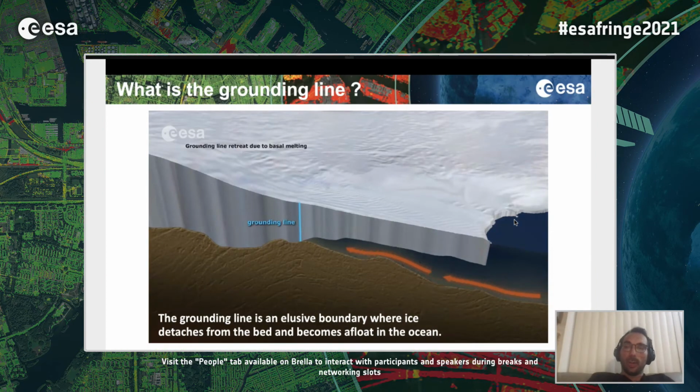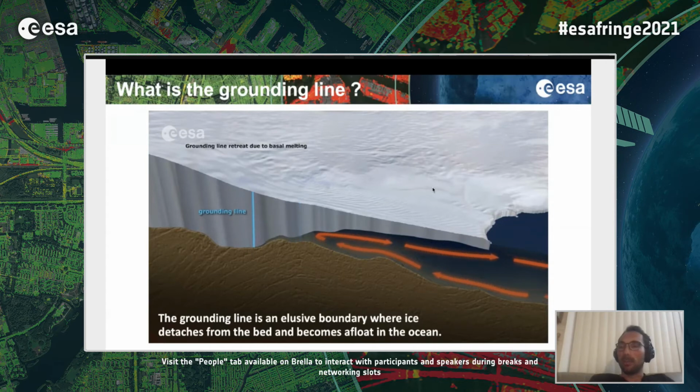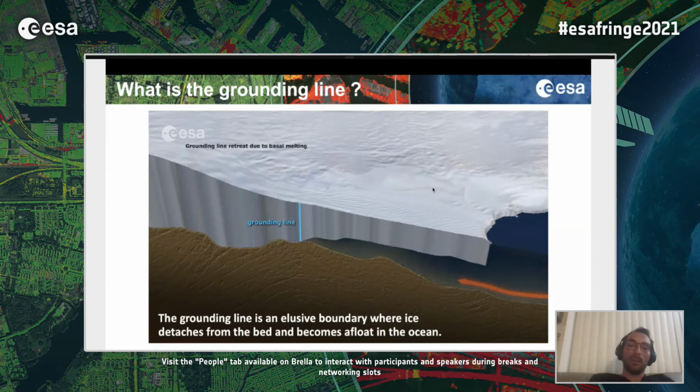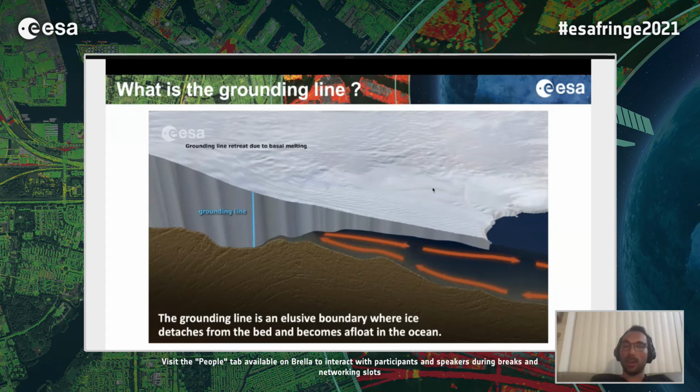We started with the grounding line with Yara. I would like to continue with the grounding lines as well. So the idea here is the grounding line is an elusive boundary where the ice detaches from the bed and becomes afloat in the ocean. Here we have this classical view. This is a video from ESA where we have warm water melting the glacier from the bottom, and because of that, the grounding line retreats. But because the bed of the glacier, as you can see in this video, lies on a reverse slope, we have the so-called marine ice sheet instability hypothesis.